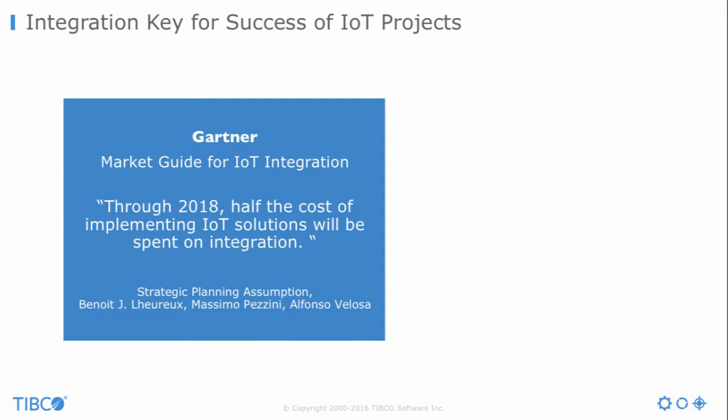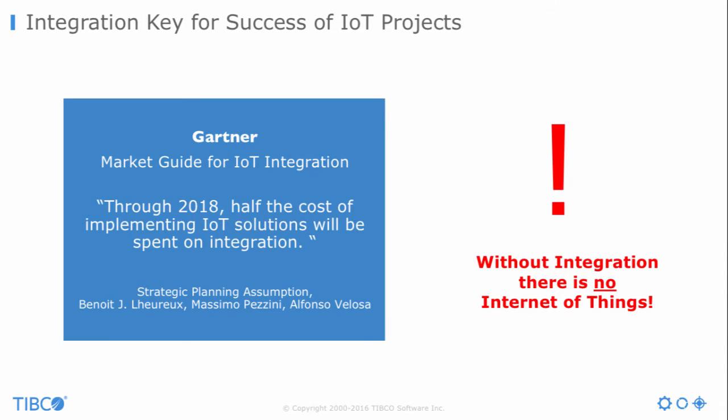And as we see here by a statement of Gartner, through 2018, so very soon, half of the cost of implementing IoT solutions will be spent on integration. That shows how relevant the integration part is in IoT use cases. And therefore, without integration, there is no Internet of Things because you have to integrate all the different devices.